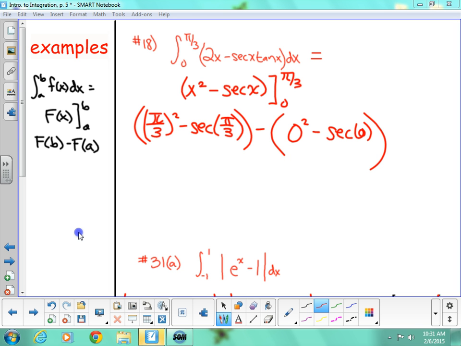Simplify. So pi over 3 squared is pi squared over 9. Secant of pi over 3 is 1 over cosine of pi over 3. Cosine of pi over 3 is 1/2. Flip it, 2. That was F of b. Minus F of a, which is 0 minus secant of 0. Secant of 0 is 1 over cosine of 0. Cosine of 0 is 1. 1 over 1 is 1, but that's minus a negative, which is a plus. So I get pi squared over 9 minus 1.